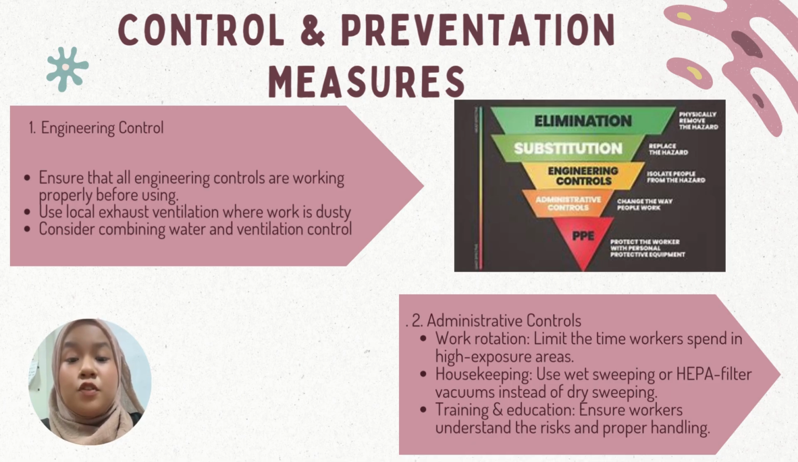Second, administrative control. Administrative control involves planning and behavior. Rotating workers helps limit the time spent in high exposure zones. Next, good housekeeping, like using a HEPA filter vacuum instead of dry sweeping. It can reduce settled dust. And of course, training is a must, so every worker understands the risks and safe work procedures.